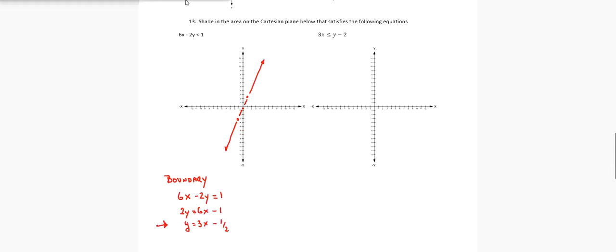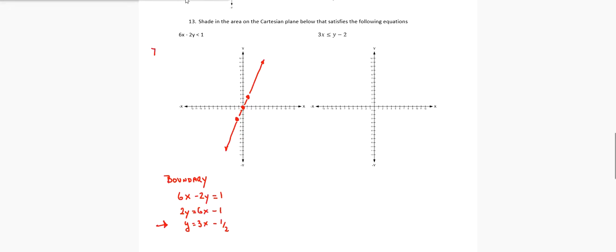Okay, for this first one, I went ahead and solved the equation for y so I could more easily plot this line. And our line looks something like this. So in this problem, we need to find a situation where 6x minus 2y is less than 1. So now we're going to either shade the plot on the left side of this line or on the right side of this line, and we have to figure out where this is valid.